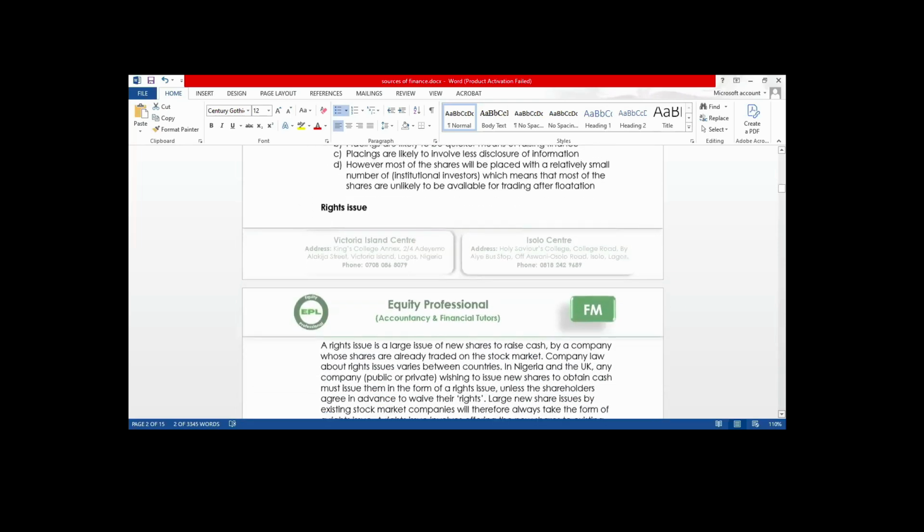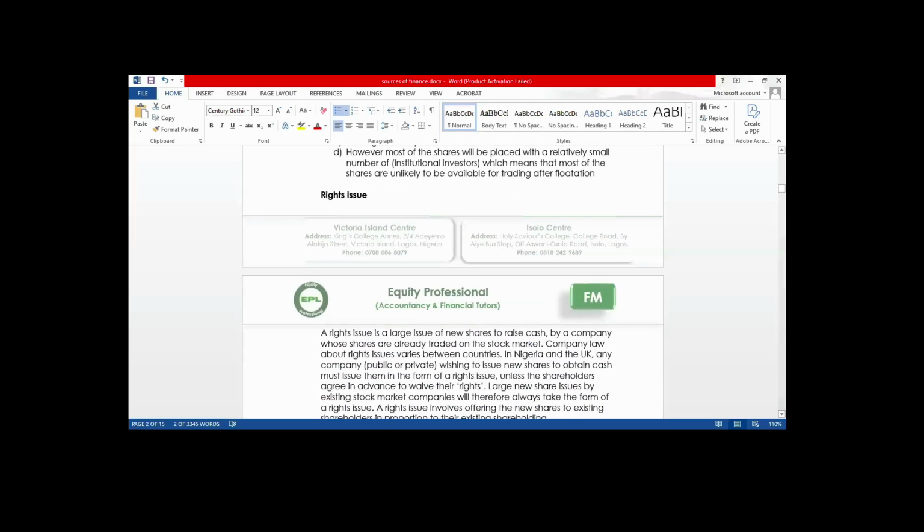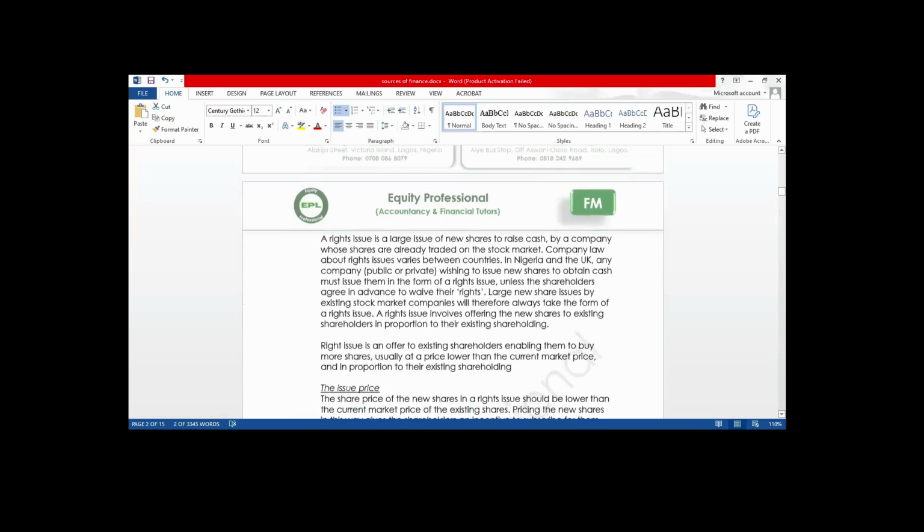Then number 3, rights issue. What is rights issue? This is the issue of new shares. Rights issue is the issue of new shares to existing shareholders. Issuing new shares to existing shareholders, usually at a reduced price.